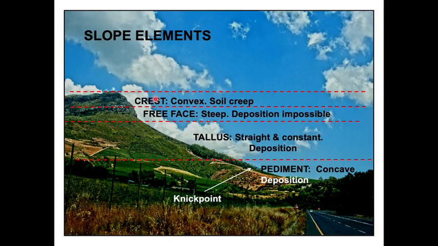The first thing that you must know is that we have 4 different elements of the slope, which I've mentioned already. Right at the top, you have the crest. The crest is a convex slope, right? And what happens there is soil creep. Now, what is soil creep? It's just if you've got some soil here, and because we've got a steep slope here, because of gravity, it will just go over the slope.